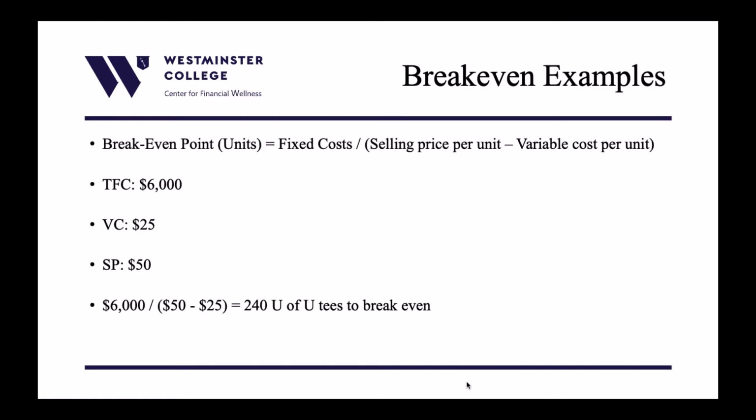Remember, to find your break-even point in units, you'll need to take your total fixed costs divided by your selling price per unit minus your variable cost per unit, or contribution margin. As you can see, I've listed the information off to the side. Total fixed cost of $6,000, selling price of $50, and variable cost of $25, and when you plug that all in, you'll find that you need to sell 240 U of U tees to break even.